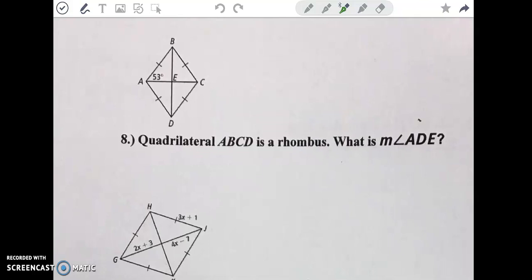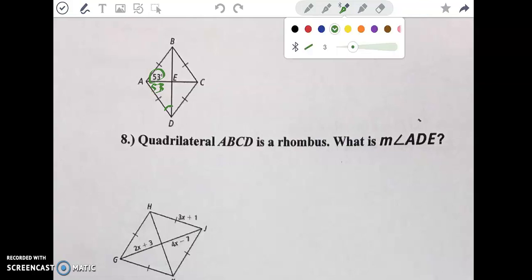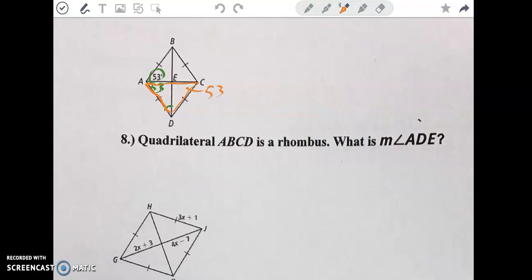So if this is a rhombus. Okay, so what it's asking for is ADE. So it's looking for this one that I just marked. Okay, so we know that this portion here is 53. That makes this 53 as well, because those two triangles are basically the same. The diagonals create angle bisectors. Okay, so now we take a look, and we have this isosceles triangle. So that makes this side 53 as well.